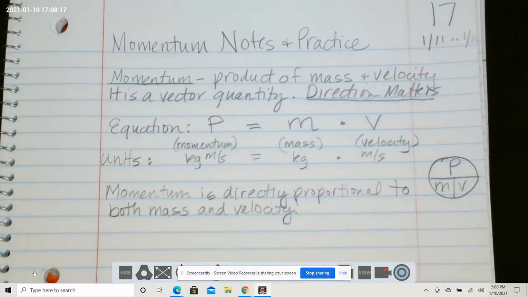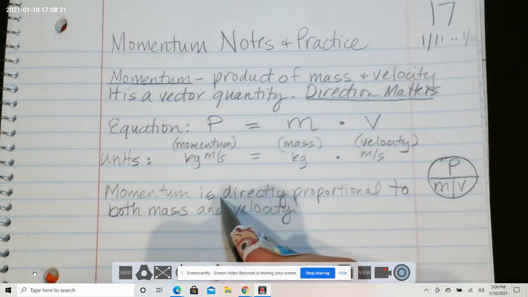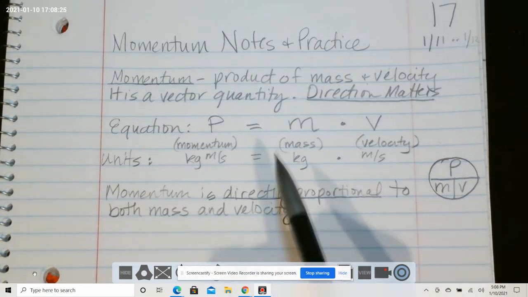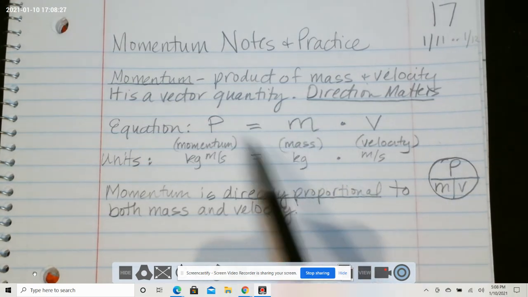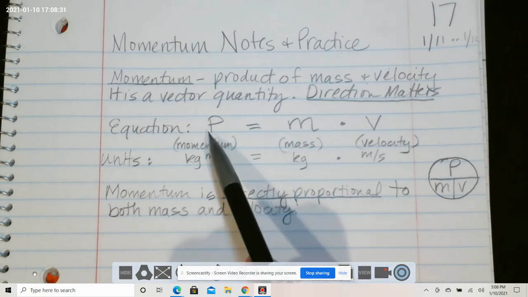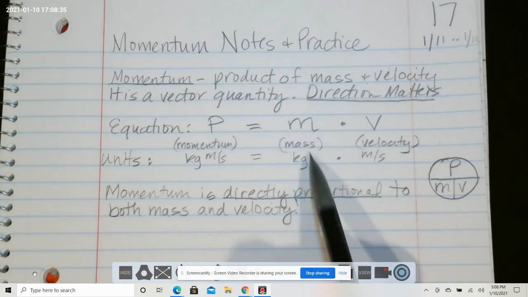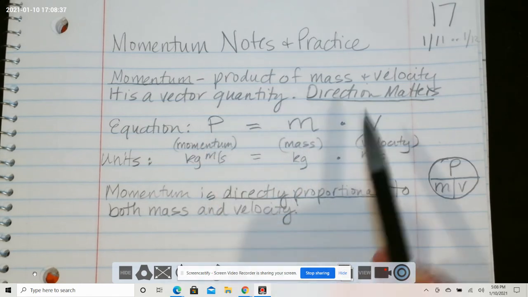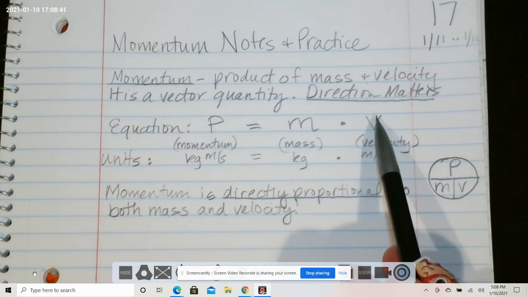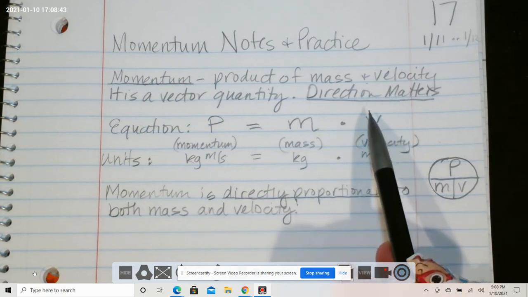So it's directly proportional. And remember, directly proportional means if one goes up, the other goes up as well. So if mass goes up, momentum goes up. So the object gets more mass, the amount of momentum it has is going to rise as well. Same if it goes down, the other goes down. Okay, now velocity is also that way with momentum. It's directly proportional. So if velocity of the object goes up, then momentum goes up.